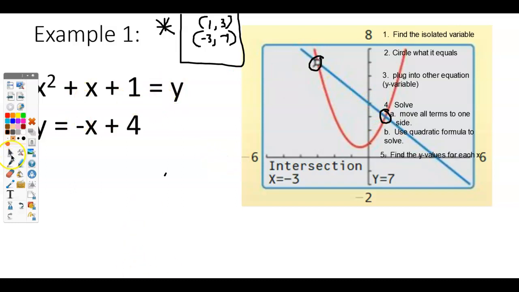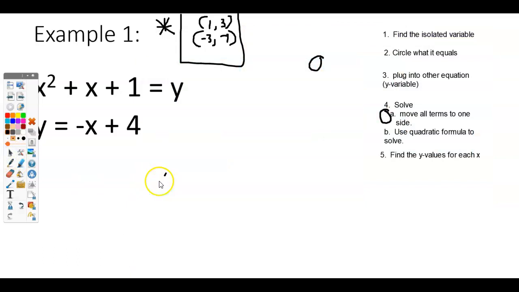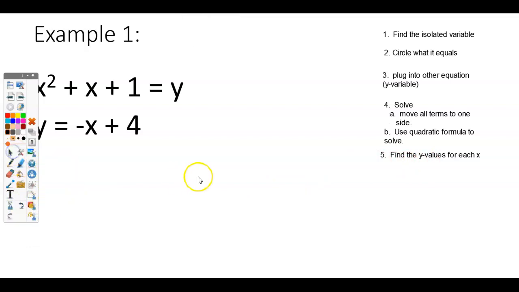And what is the substitution method going to be looking like for these? Well, we find the isolated variable, which is always going to be y. We're going to circle what it equals and plug that into the other equation for the y variable. We're going to solve it by moving all the terms to one side and then using the quadratic formula. After that, we're going to find the y values that go with each x value. Okay, and so that is how we use the method of substitution to solve a system of equations involving nonlinear functions.